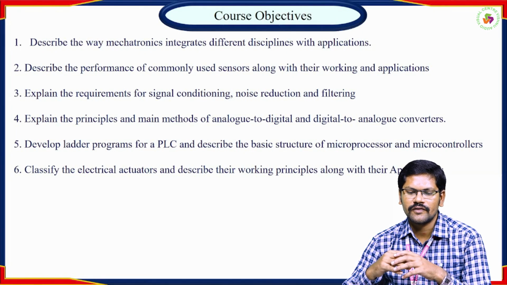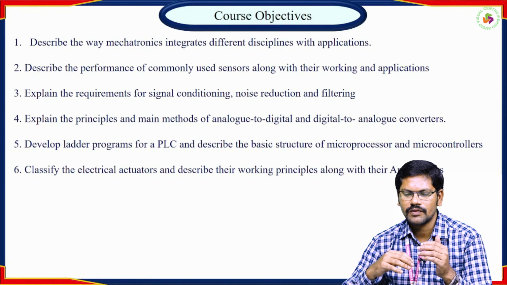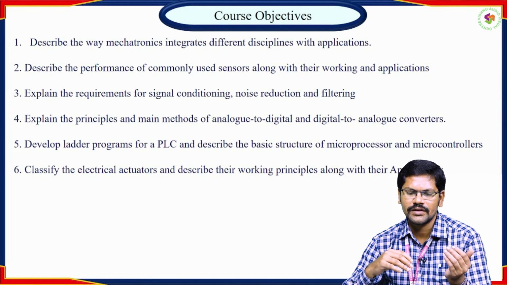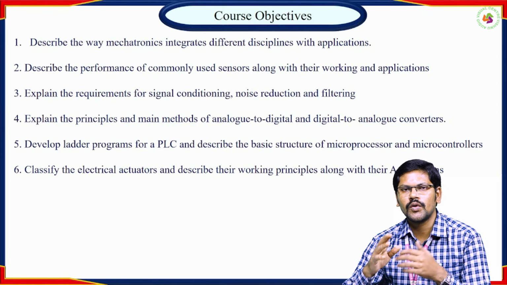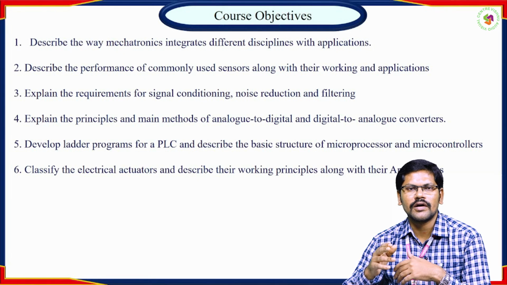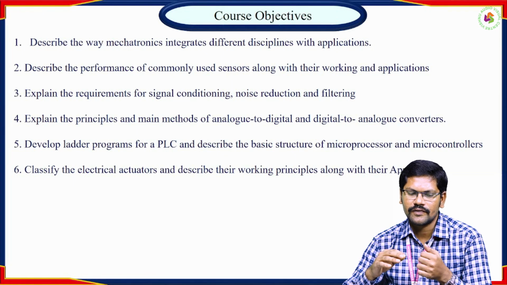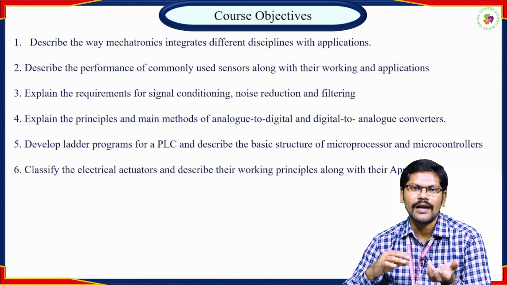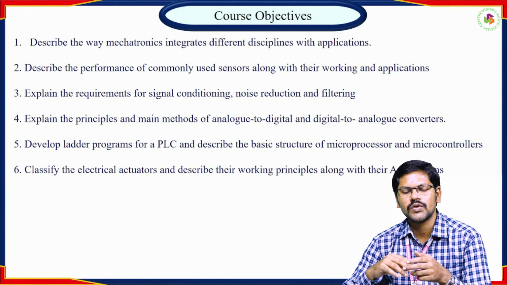Next will be the fourth unit. Under the third unit, we will have two objectives. The first objective, as I mentioned, is an introduction to signal conditioning: the importance of signal conditioning, how we are going to reduce the noise, and what different types of filters we are going to use. The next course objective under the third unit is that we are going to discuss the various types of analog to digital converters and digital to analog converters.